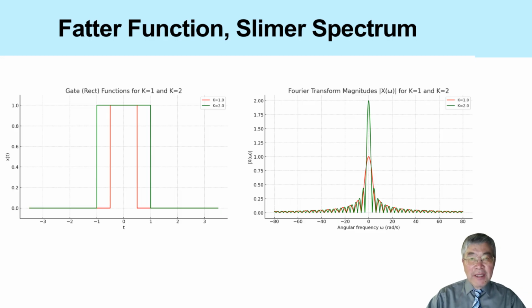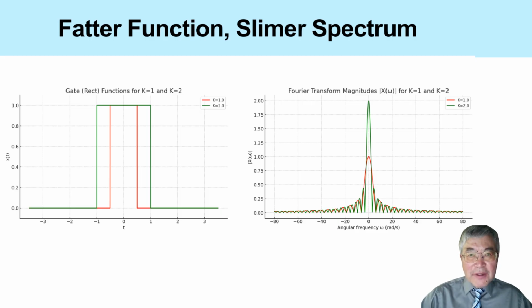Let us now look at a numerical example to make this point more concrete. Here, the red curve corresponds to the original or parallel beam-like case. The green curve corresponds to the scaled or fan beam-like case. On the left, you can see that the green gate function is wider than the red one. In other words, because of magnification, the fan beam case gives us a wider function in the spatial domain.